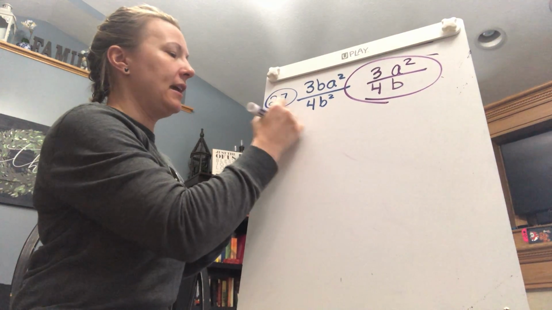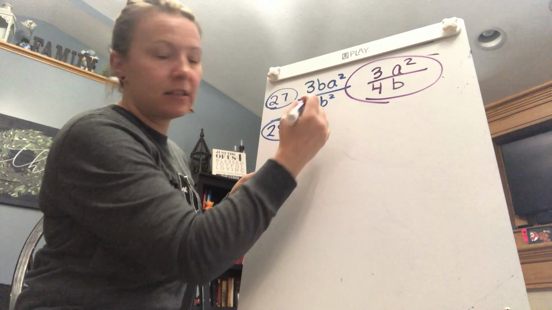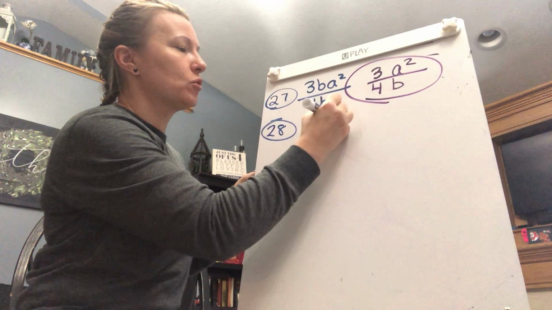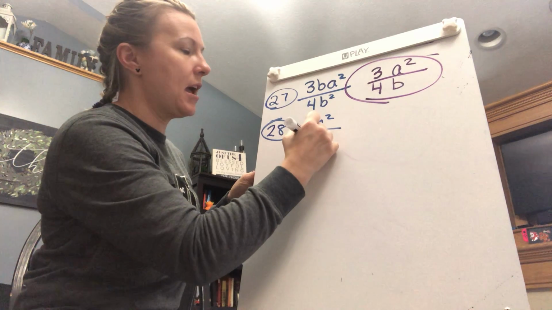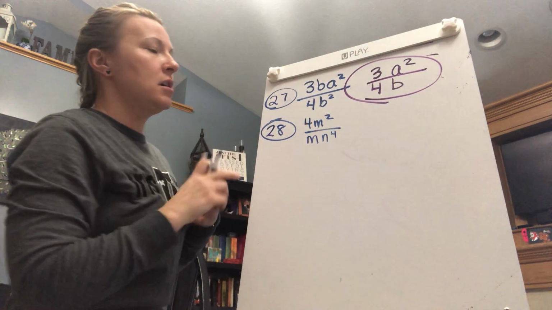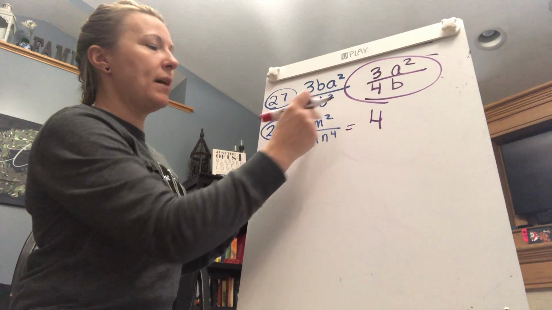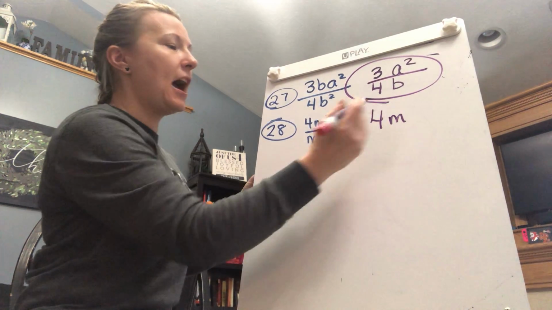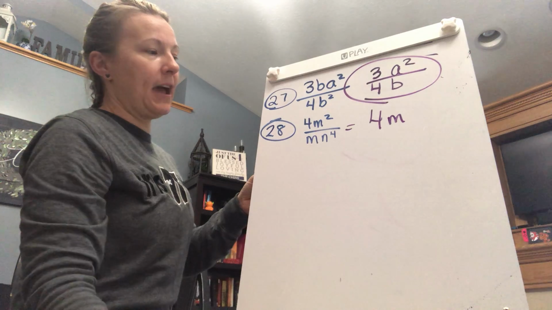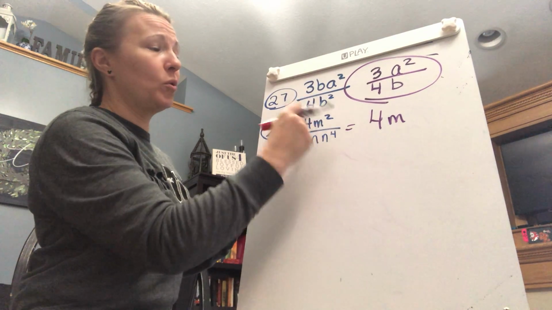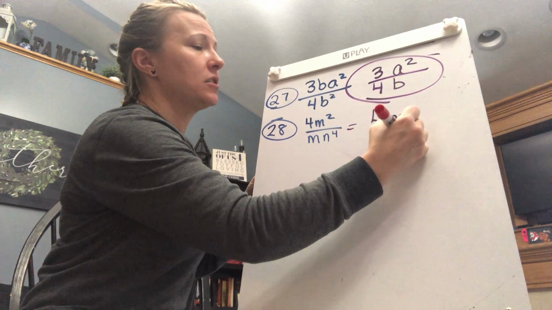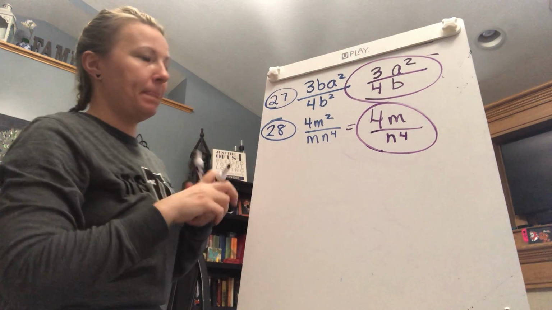Okay, 28 says 4m squared over mn to the 4th. So this 4 stays. I've got 2 m's and 1 m, so the m stays on the top. 2 minus 1 just gives me 1 m. And then n, there's no other n to go with it, so he just stays on the bottom.